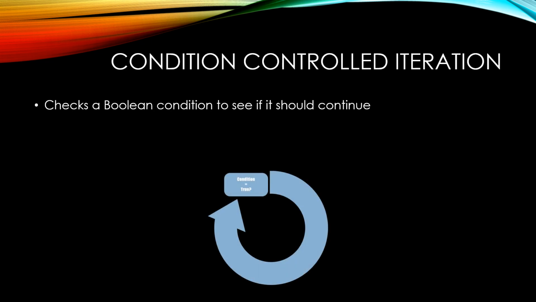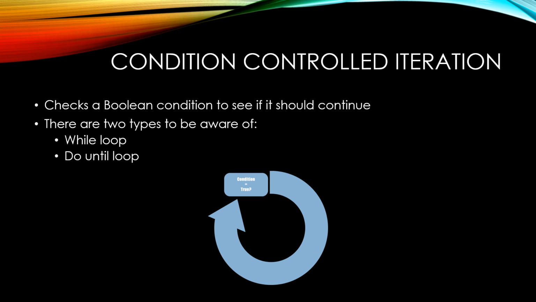With condition-controlled iteration, the loop checks a Boolean condition to see if it should continue. There are two types of condition-controlled iteration to be aware of: a while loop and a do-until loop. Let's take a look at each of them.